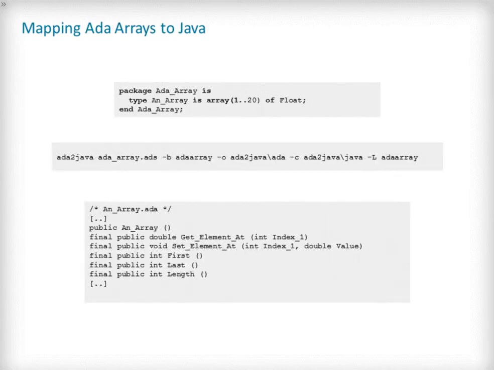An Ada array type is mapped by Ada to Java into a proxy class with a name that matches the type name. Given the Ada package called Ada array shown here, along with the appropriate invocation of Ada to Java, the an_array Java class will be generated.